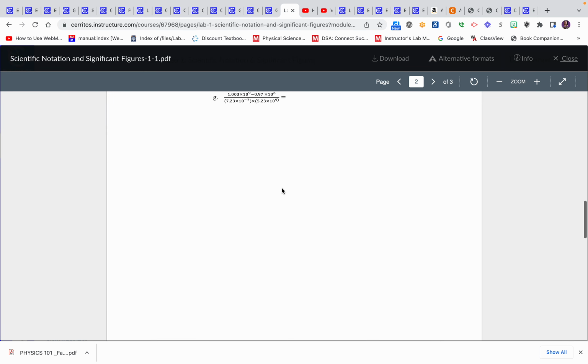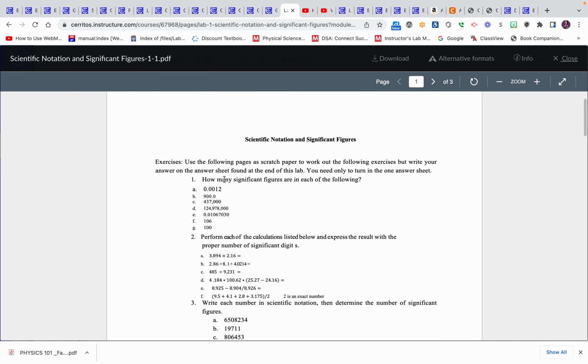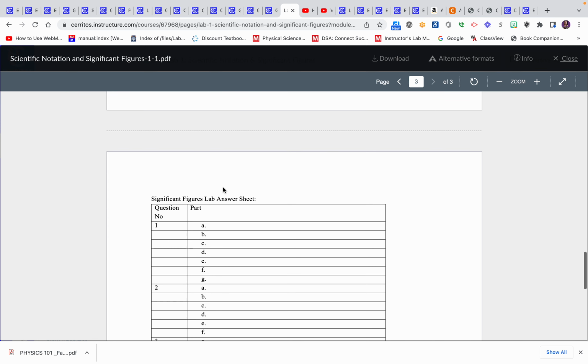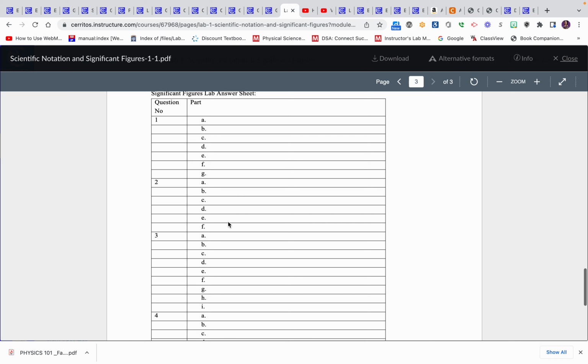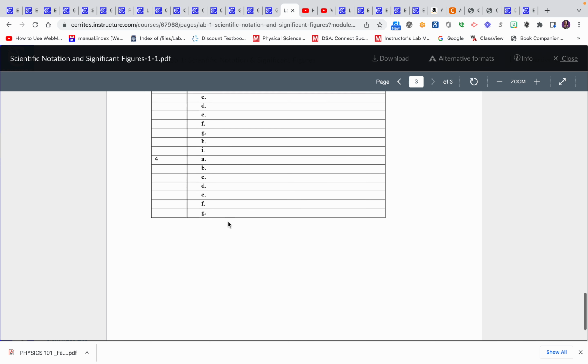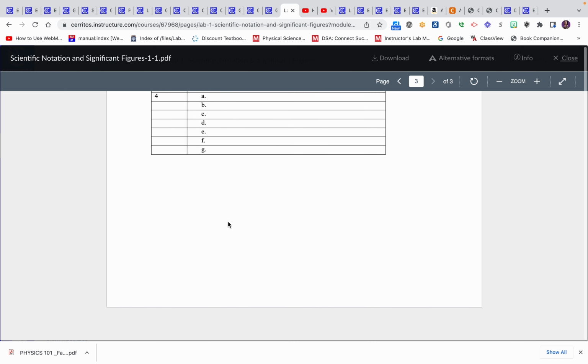Then here I will answer question number one, for example. 1A is: how many significant figures are in each of the following? This one has 2, so here I'm going to write for 1A, 2 sig fig. And as I said, you are going to type in this.